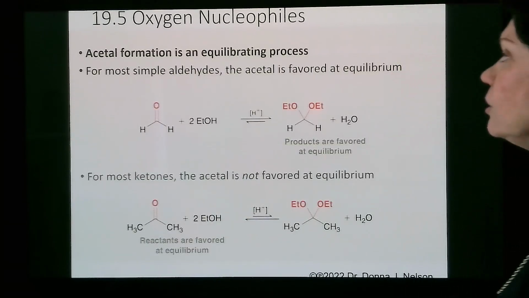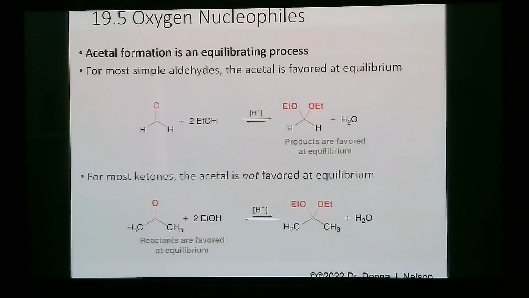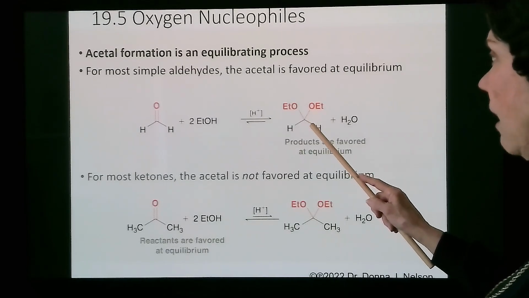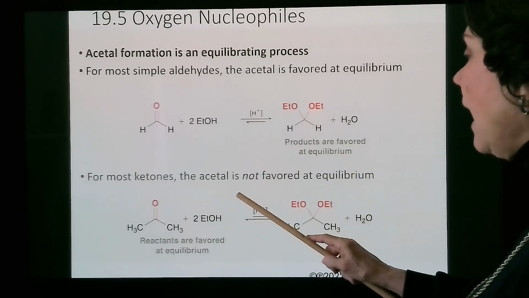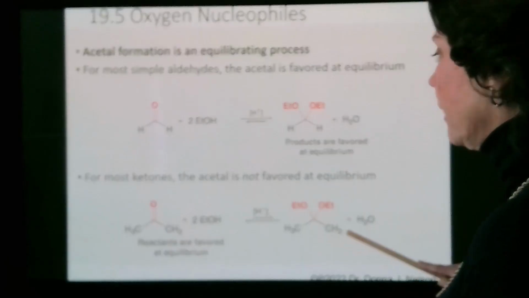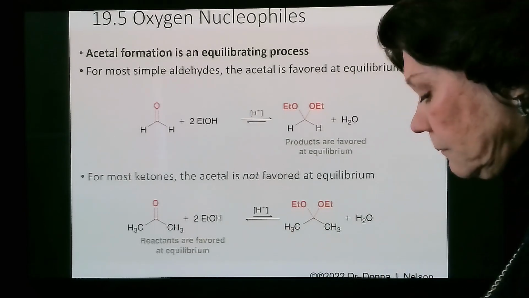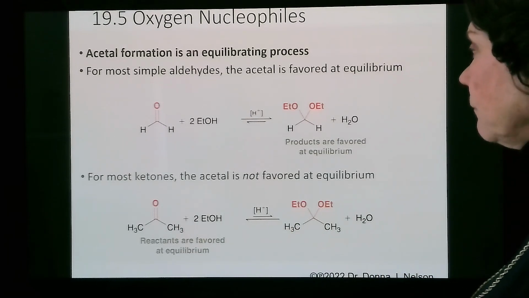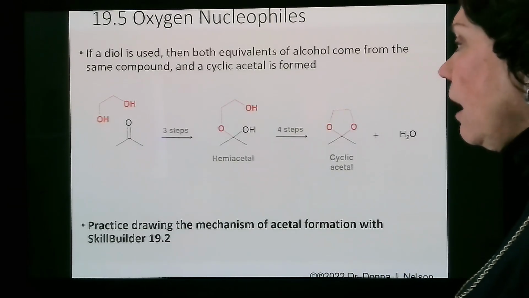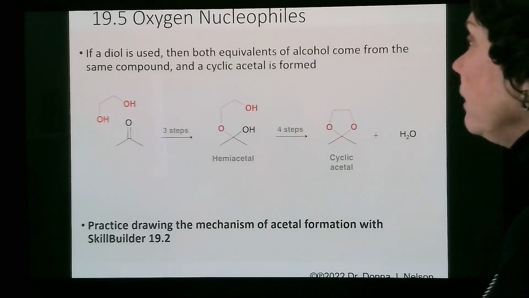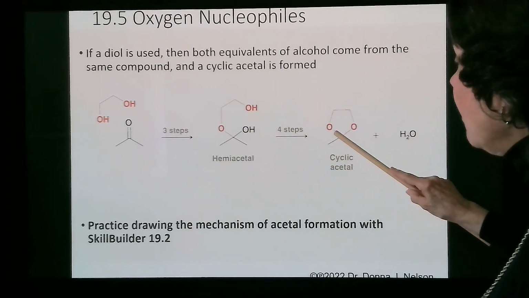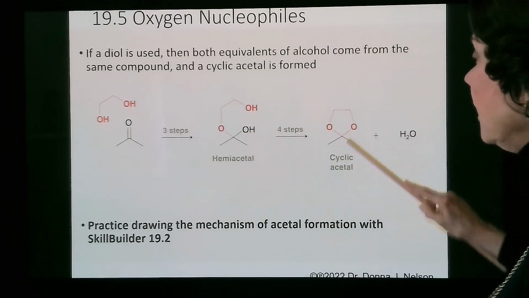So acetal formation is an equilibrating process. Usually the acetal is favored at equilibrium for aldehydes, and for most ketones it is not favored. This is simply steric. We've got steric effects here. And notice this is reversible, as I said. If a diol is used, then both equivalents of the alcohol can come from the same molecule. And so you've got this cyclic acetal that is formed.